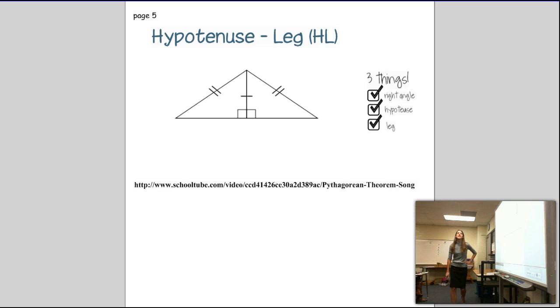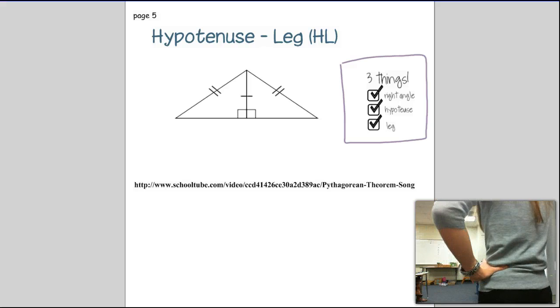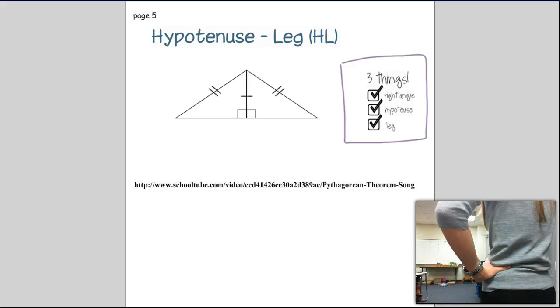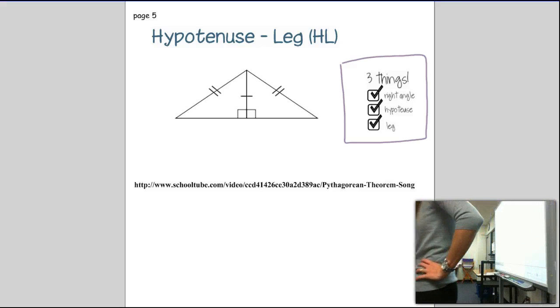Three things. Do you see this? That font is kind of hard to read. I would write this on my page. Three things. You gotta have a right angle, you gotta have a hypotenuse, and you gotta have a leg. If you have room to write that, three things.